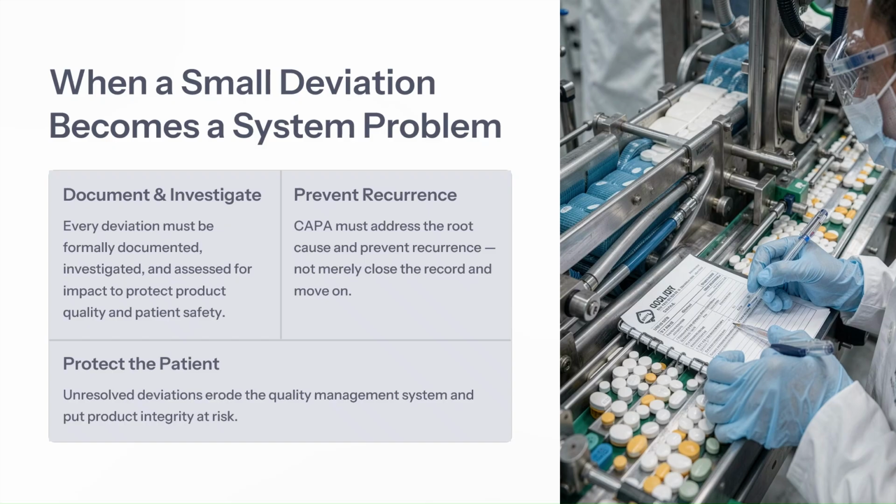Every deviation, whether small or large, should be treated seriously. The first step is proper documentation and investigation. Whenever a deviation occurs, it must be formally recorded and evaluated for its impact on product quality, process performance, and patient safety. The second objective is preventing recurrence. Many organizations make the mistake of simply closing deviation records without addressing the underlying cause. Most importantly, effective deviation management protects patients. Unresolved deviations weaken the quality management system and increase risk to product integrity and regulatory compliance.